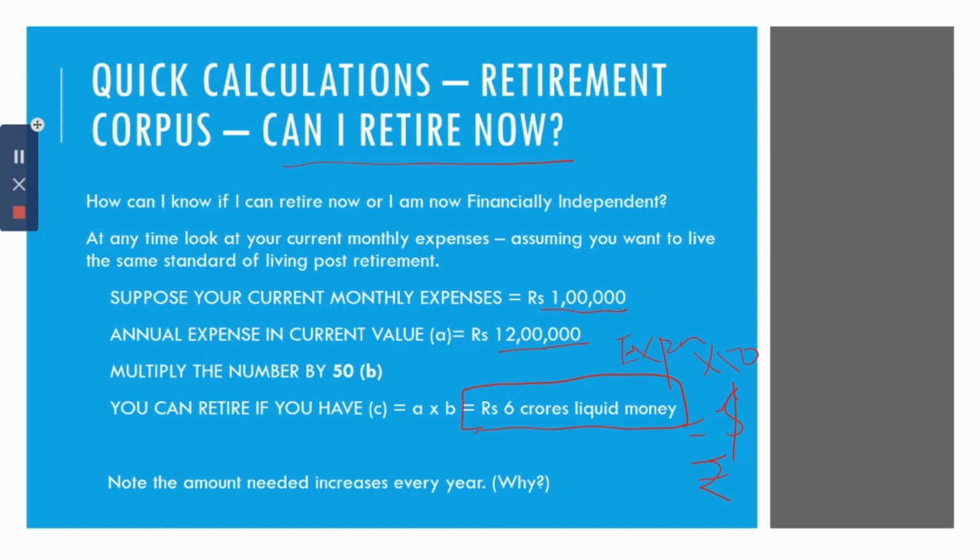Now, the amount that we need to retire grows every year. If today 6 crores is enough for me to retire, next year I would actually need more, not less. I know it sounds counterintuitive, because if I retire after 1 year, I should need less, since I have fewer years in retirement. But by that time, my expenses would grow, and therefore the calculation would give you a higher amount of what you need to retire.